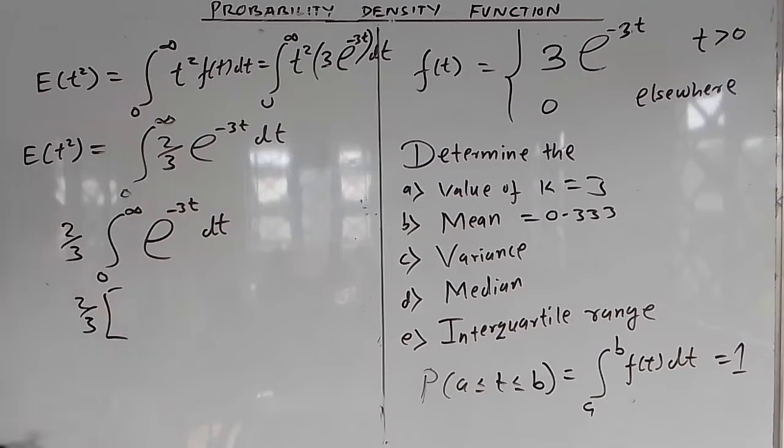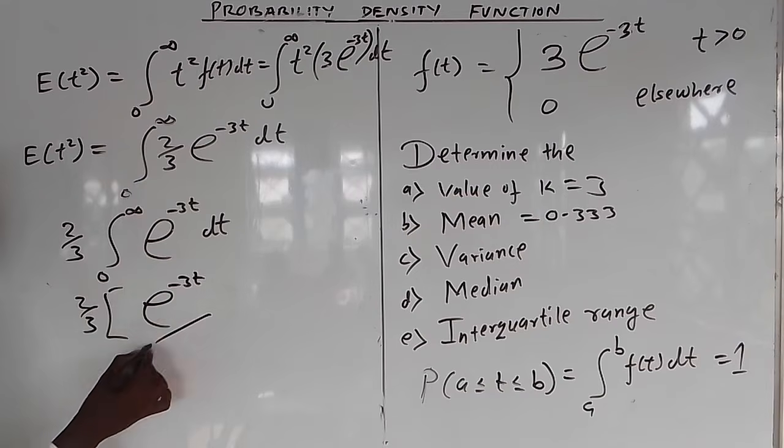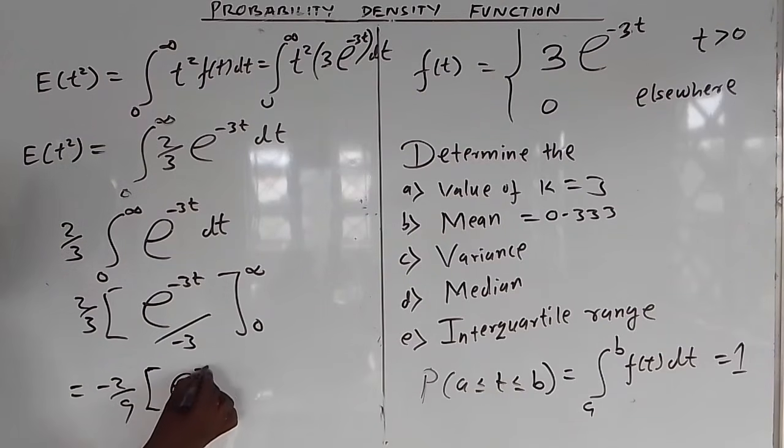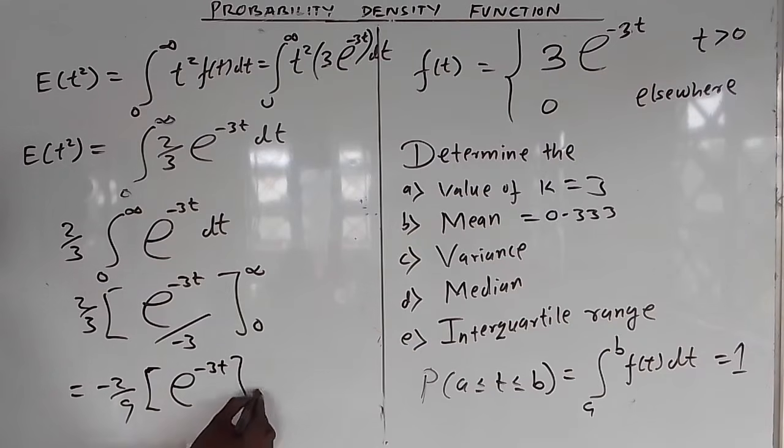It is no longer integration by parts. If you integrate exponential negative 3t, it remains the way it is. Then you divide by the constant of the inner function. The derivative of the inner function must be a constant, and it is that negative 3 you are seeing there, isn't it? Then you put the limits from 0 to infinity. So take the constant outside: 2 over 3 divided by negative 3, which is negative 2 over 9 into exponential negative 3t from 0 to infinity. Are we together there?